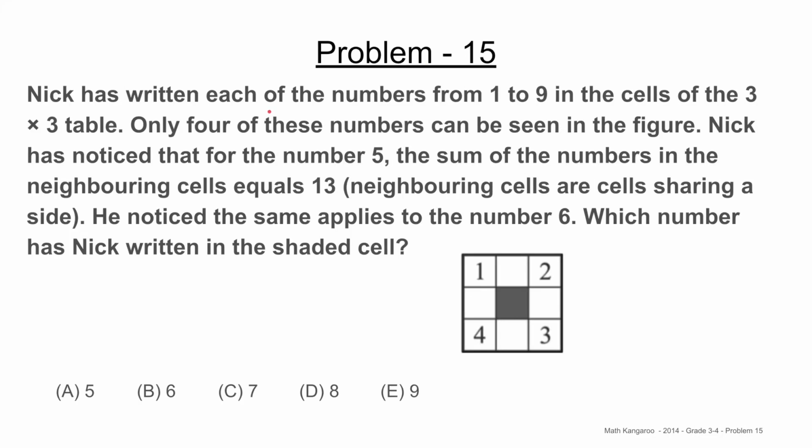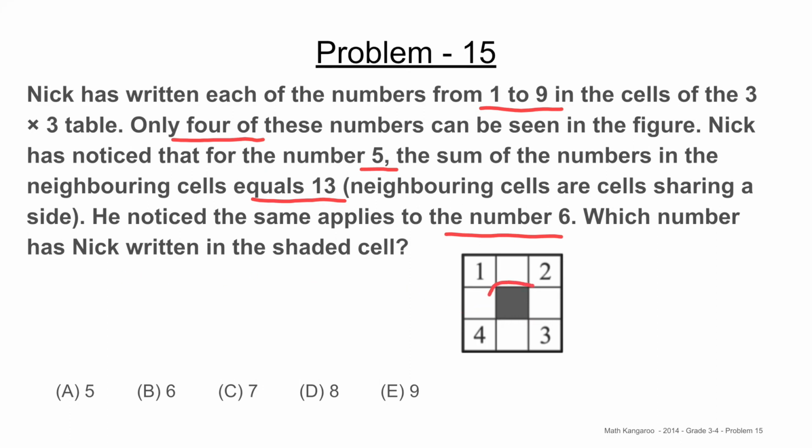Problem 15. Nick has written each of the numbers from 1 to 9 in the cells of the 3 by 3 table. Only 4 of these numbers can be seen in the figure. That is 1, 2, 4 and 3. Nick has noticed that for the number 5, the sum of the numbers in the neighboring cells equals 13. Neighboring cells are the cells sharing a side. He noticed the same applies to the number 6. Which number has Nick written in the shaded cell?